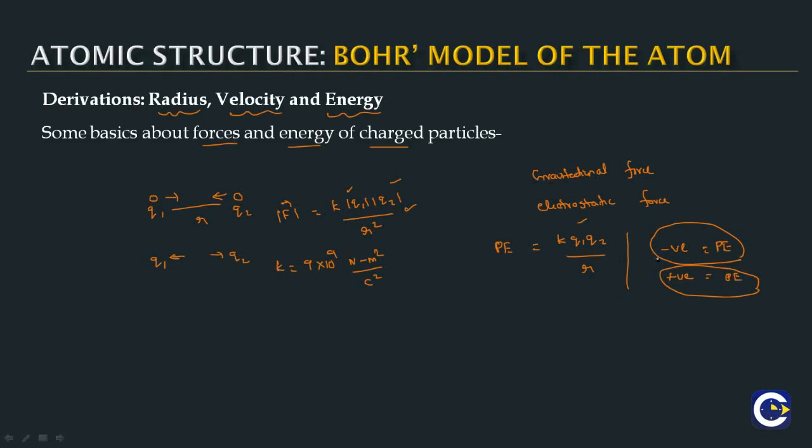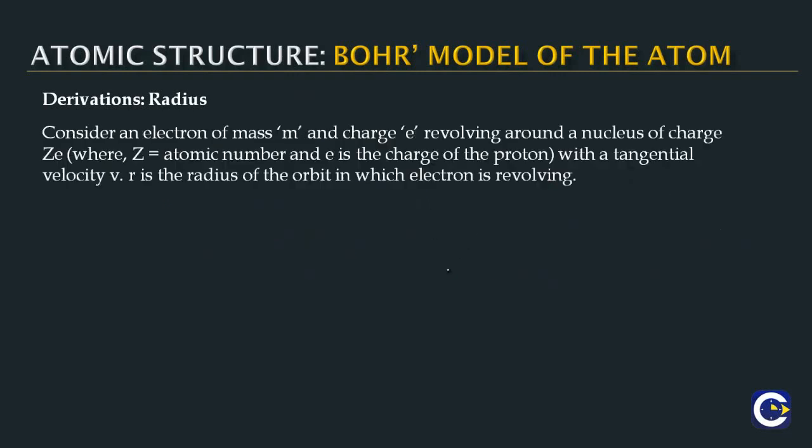So these are some of the basics about the charges and force and the potential energy of the charged particles. Now in the Bohr's model derivations, we are going to be using both these expressions, the potential energy for the two charges, and also the force between the two charged particles, which is given by the Coulomb's law. So we'll go into the derivations of Bohr's model, starting with the radius.